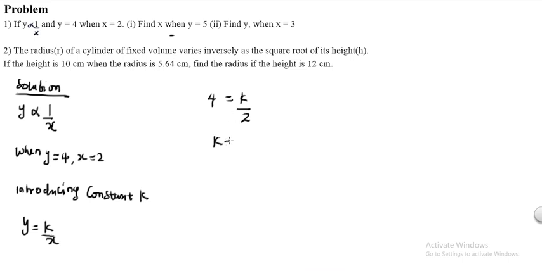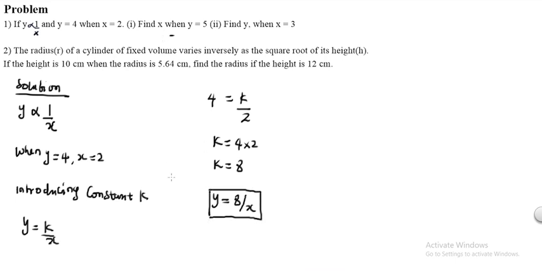You have k is equal to 4 times 2. From here, k will be equal to 4 times 2, which is 8. Now that we have the value of k, the new relationship would look like y is equal to 8 over x. So this is the relationship we use to solve our questions.